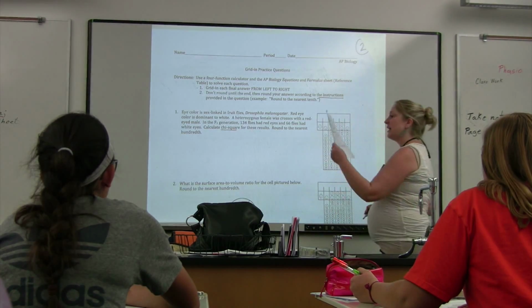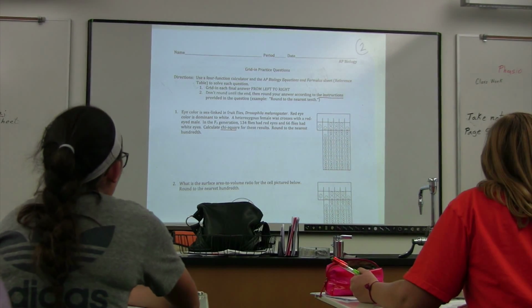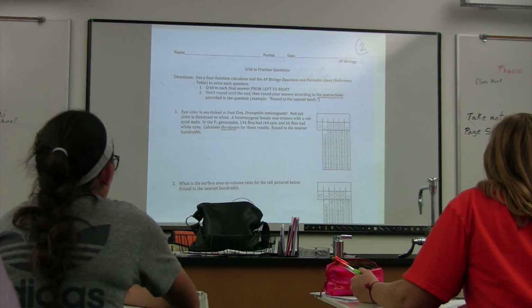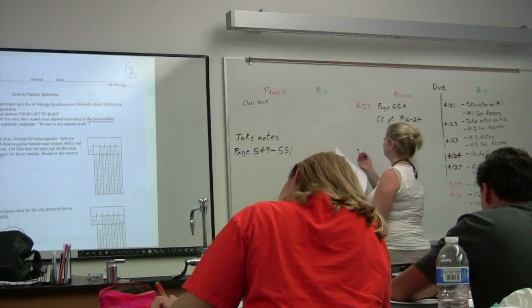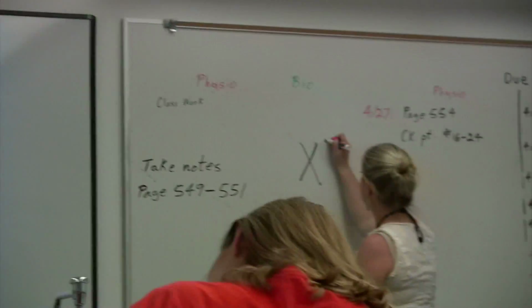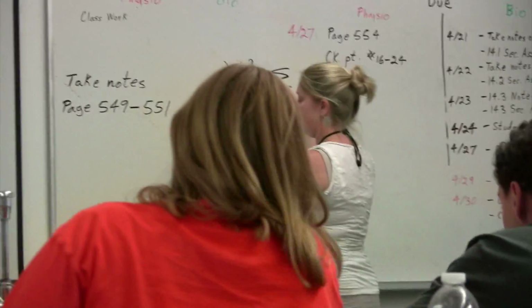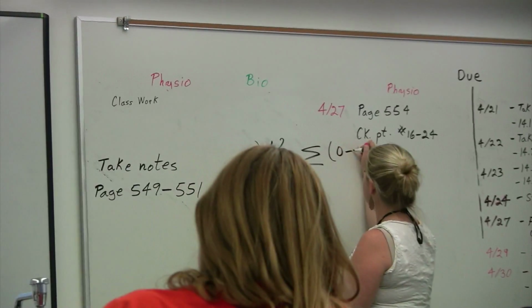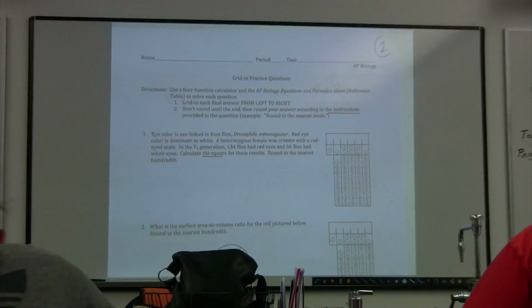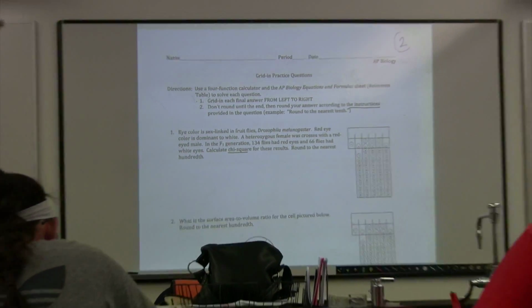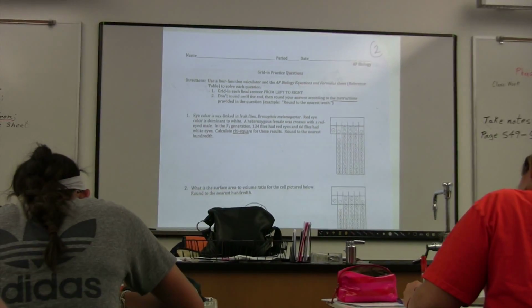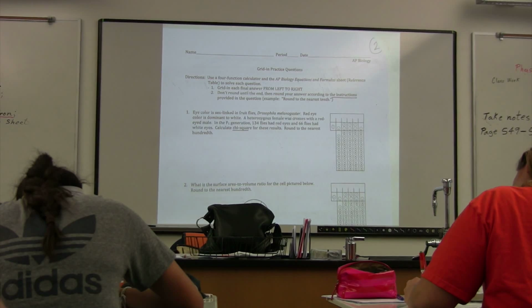So this is your chi-square analysis. I'm going to look on my formula sheet and find the chi-square value. That equation is the sum of O minus E squared over E. What is O? O equals observed. And then E is expected.